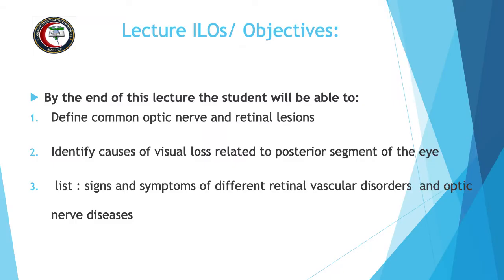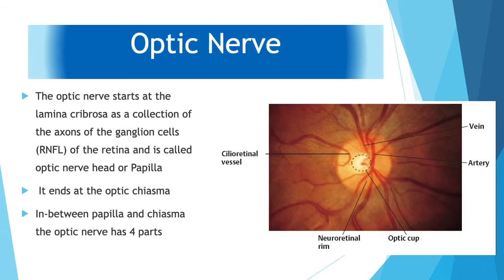What are the objectives of this lecture? By the end of this lecture, you should be able to define common optic nerve and retinal lesions and identify the causes of visual loss related to posterior segment of the eye. Posterior segment means the retina and the optic nerve, and list the signs and symptoms of different retinal vascular disorders and optic nerve disease. Let's start with the optic nerve.